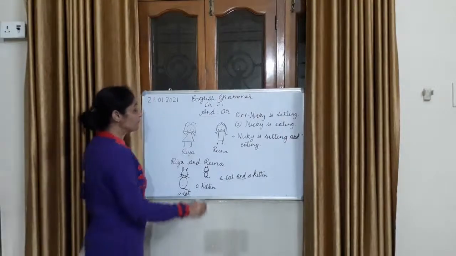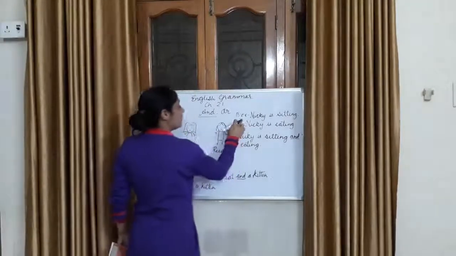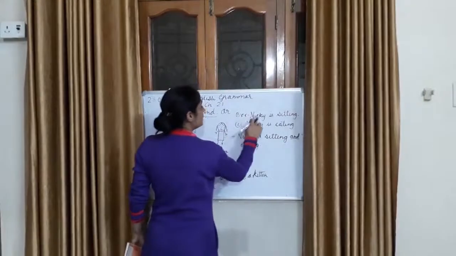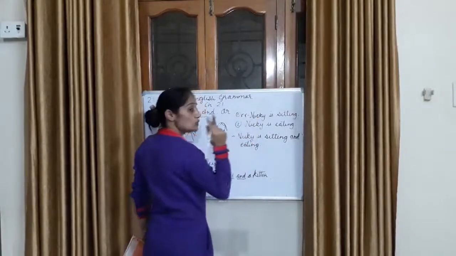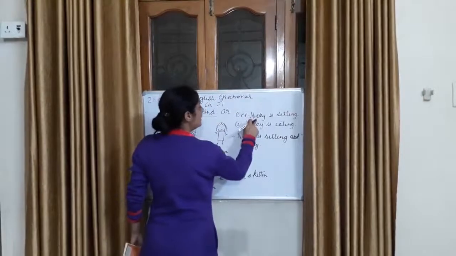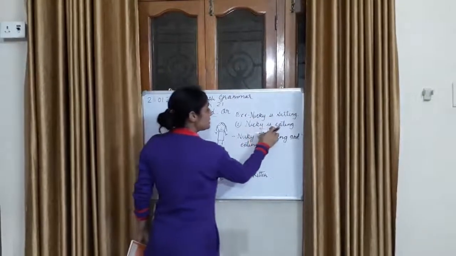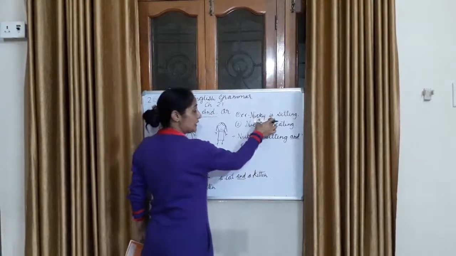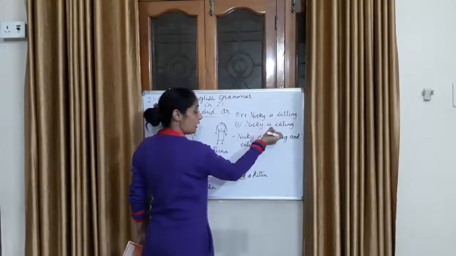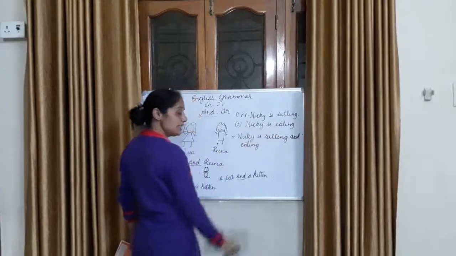Children, now look here. Number one, there are two sentences. Nikki is sitting. Nikki is eating. Nikki is the name of a girl. Nikki बैठी है और वह कुछ खा रही है. She is eating. Nikki is eating.